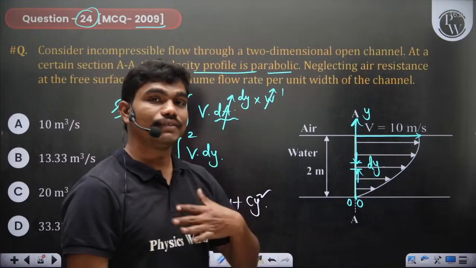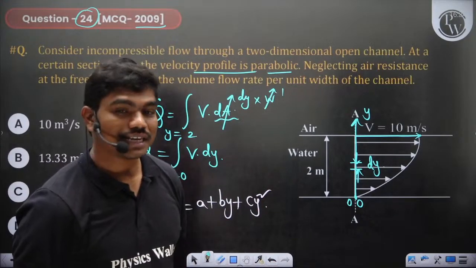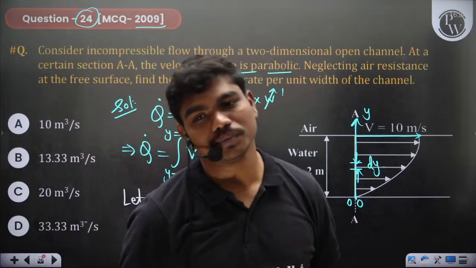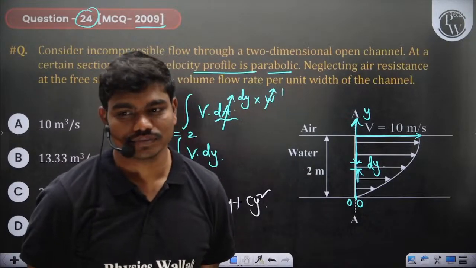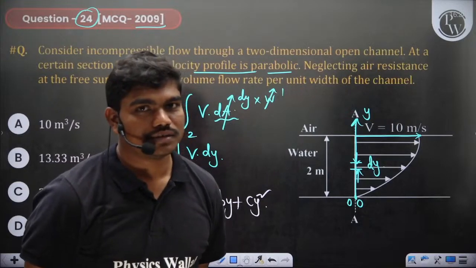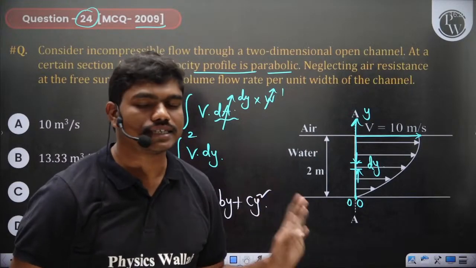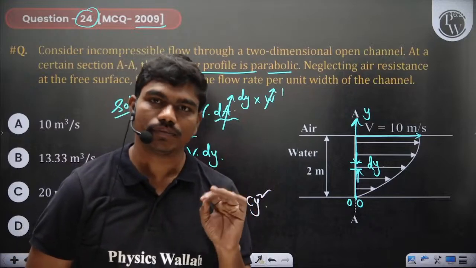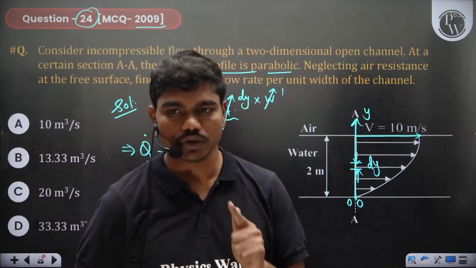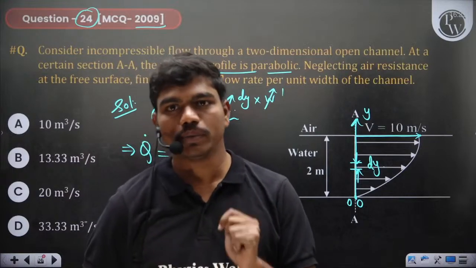Let's say if I tell you cubic, let's say you have a plus by plus cy square plus dy cube. If you want one more, then what will you do? Luckily in this question it's given quadratic, so you know 3 conditions. No slip at y equal to 0, then at y equal to 2 velocity is 10, you know that. At y equal to 2 du by dy is equal to 0.